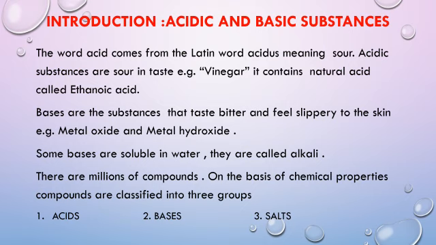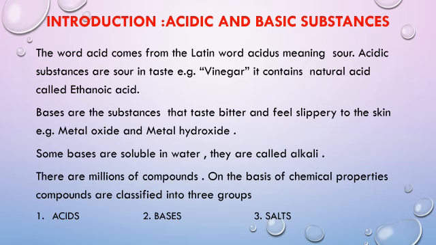First of all, we will start from the introductions. Acidic and basic substances. The word acid comes from the Latin word acidus, meaning sour. Acidic substances are sour in taste. Example, vinegar. It contains a natural acid called ethanoic acid.